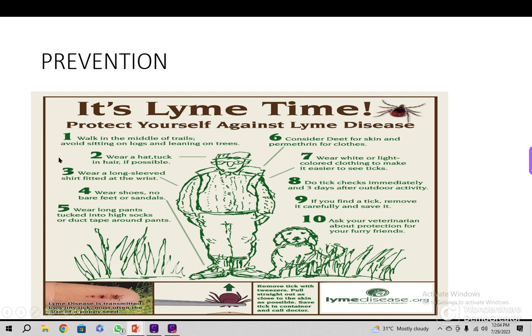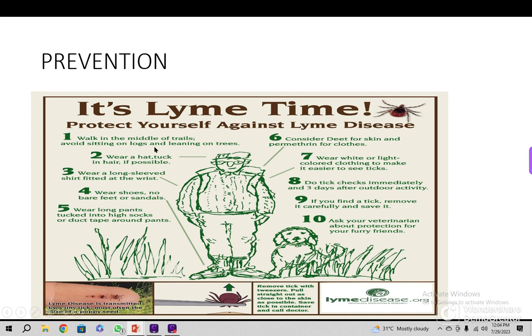How will you avoid it? Tick bites: walk in the middle of the trails and avoid sitting on logs and leaning on trees. Wear a hat, tuck in your hair if possible, just like this. Wear a long sleeve shirt fitted at the wrist, just like this. Wear long pants tucked into high socks or duct tape around. These things are all seen in the army.